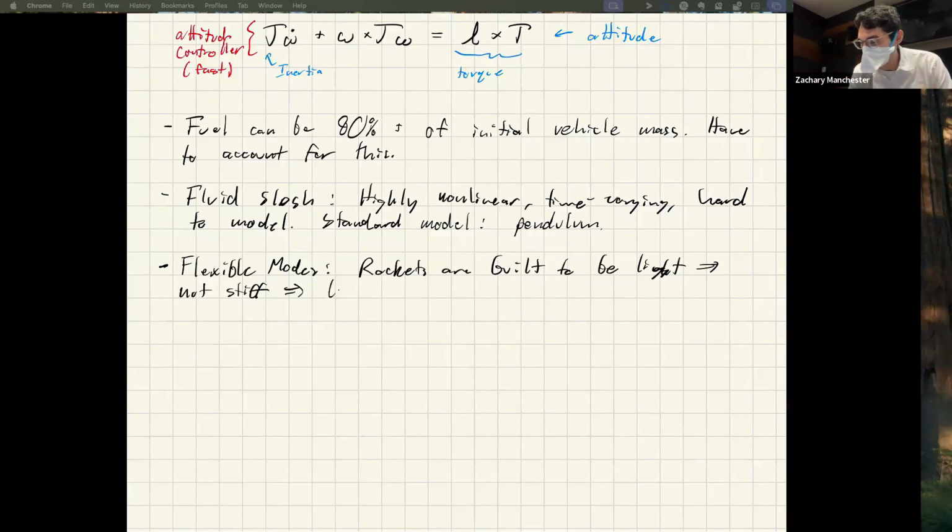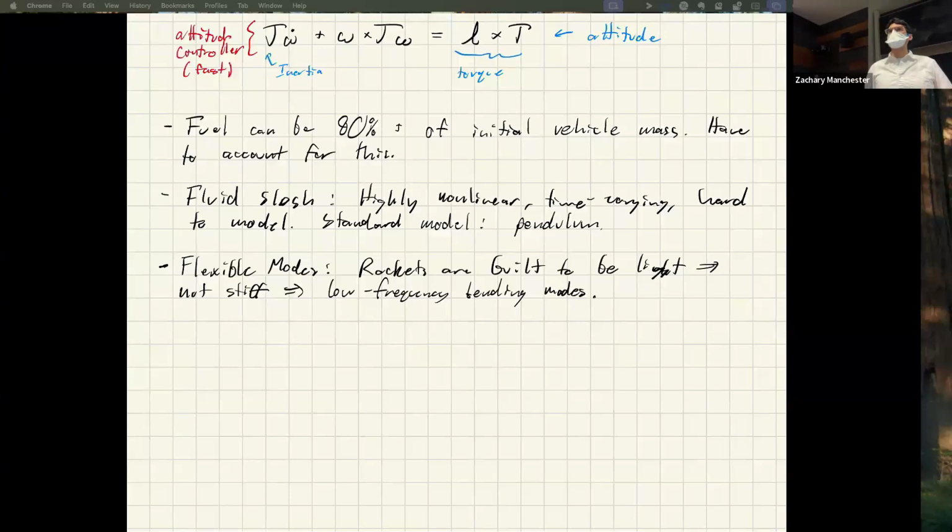So as a result, there are always low frequency bending modes. And in robotics, for terrestrial applications, we tend not to have to think about this stuff because we can build things that are heavy and get away with it. But for these applications, you're basically always reasoning about flexible stuff somewhere. For a rocket like this, typical first bending modes are single-digit hertz.